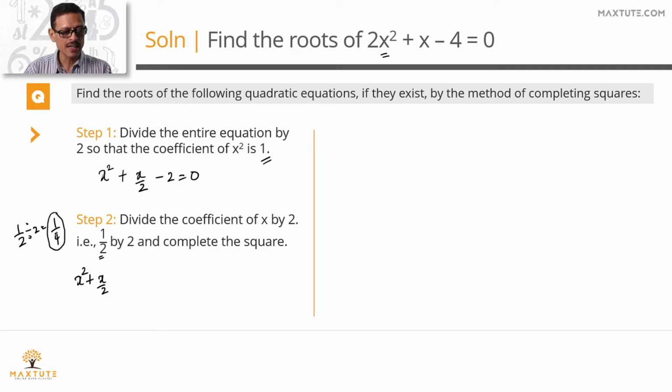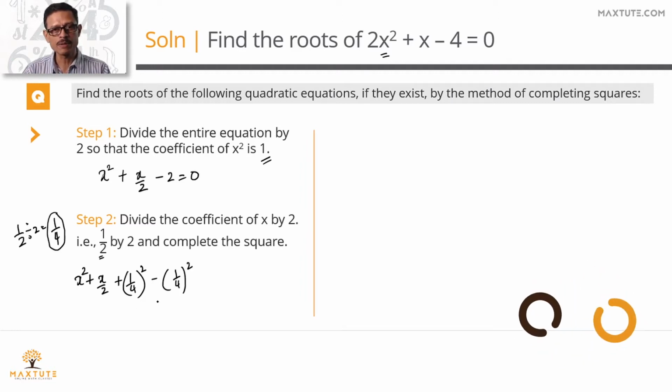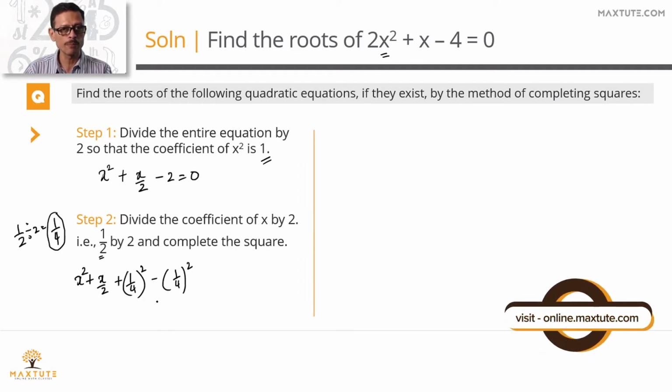Whatever you have found here, half of the coefficient of x, square that, add it once, subtract it once. So we square this 1 by 4 and add it once, square this 1 by 4 and subtract it once. Adding and subtracting the same value will have absolutely zero impact on the equation. Lastly, let's write this minus 2 equals 0.